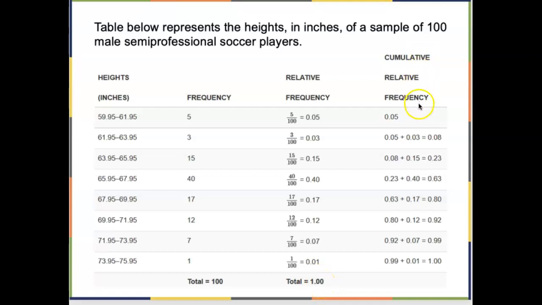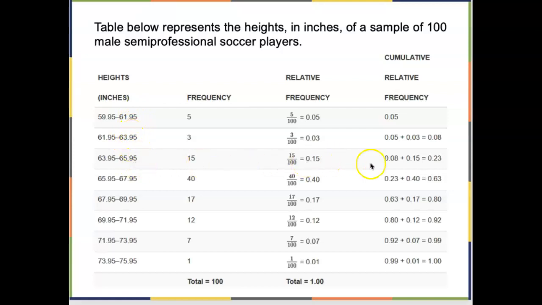Now the cumulative relative frequency is telling us the percent, or the relative frequency, of everything in that class and below. So the first cumulative frequency is just equal to the relative frequency. In the second class, between 61.95 inches and 63.95 inches, there were 3 soccer players, or relative frequency 3 over 100, or 3%. The cumulative frequency is adding this relative frequency for this class and the one below it, giving us 0.08, or 8% of the soccer players were 63.95 inches or less.